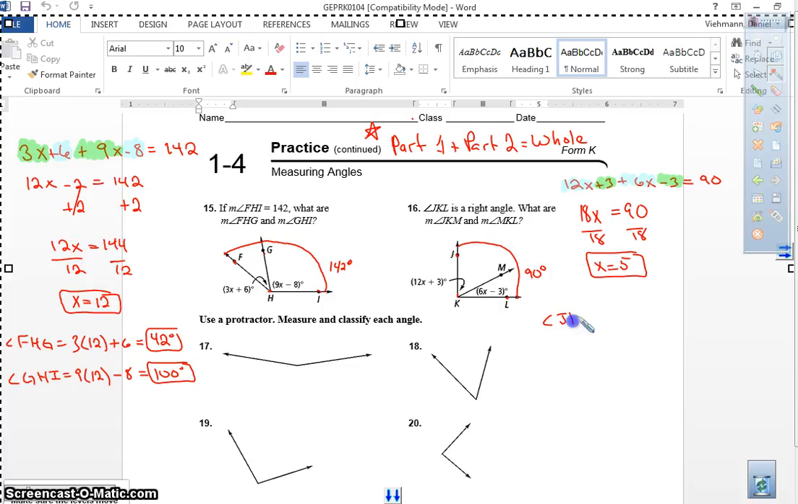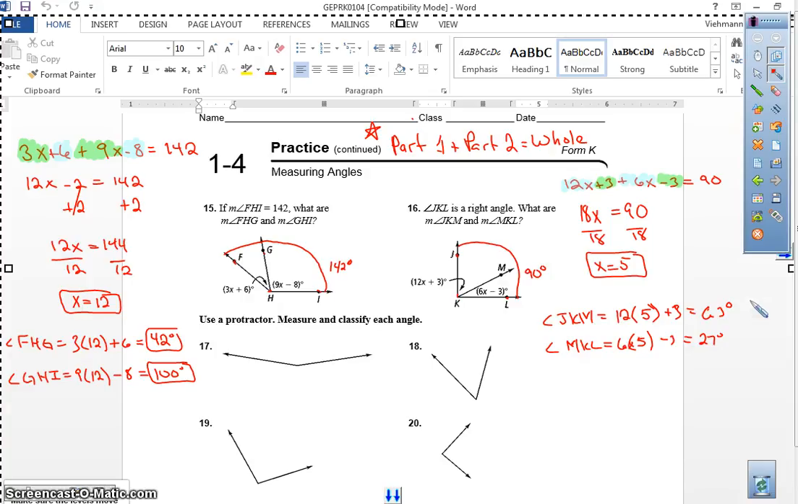All right, so angle JKM equals 12 times x plus 3, which is 63. Joseph, you agree? Yeah. All right, so then angle MKL is 6x minus 3. It's 27 degrees. Does 63 plus 27 equal 90?